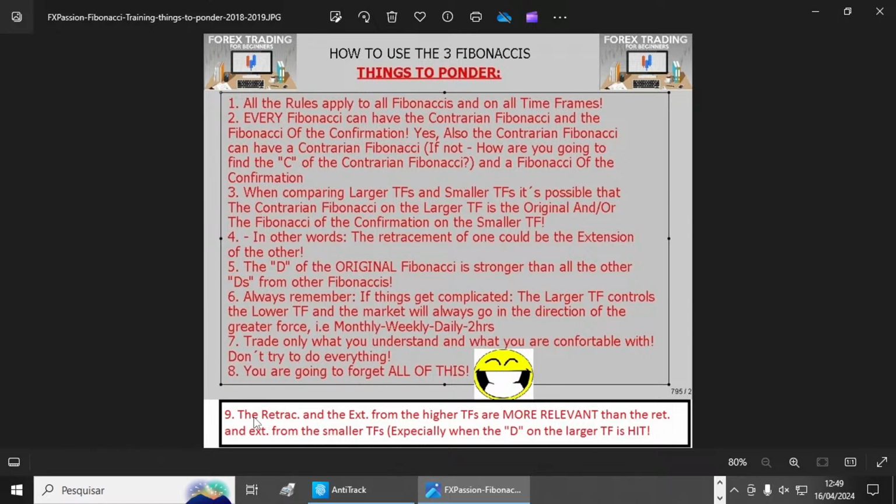Number 9, it's addition. The retracement and extension from the higher time frames are more relevant than the retracement and extensions from the smaller time frames.